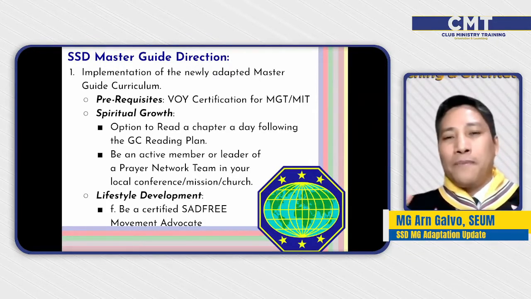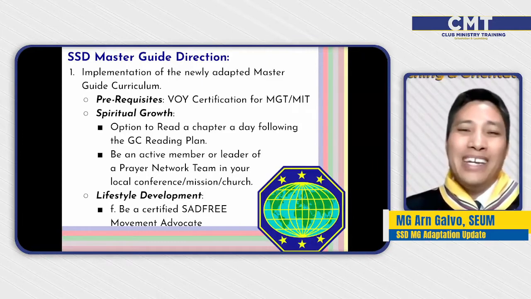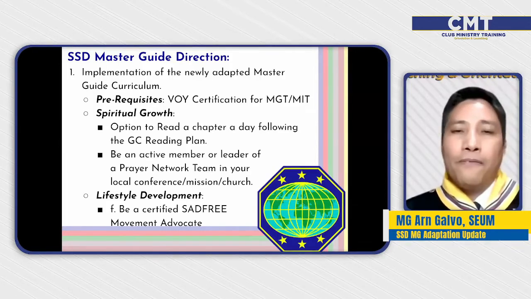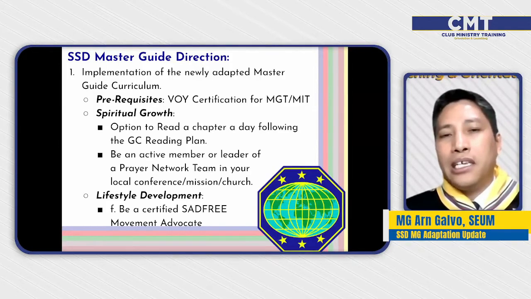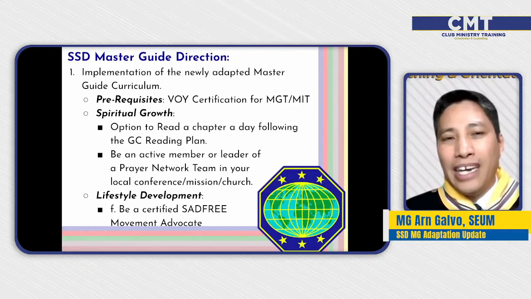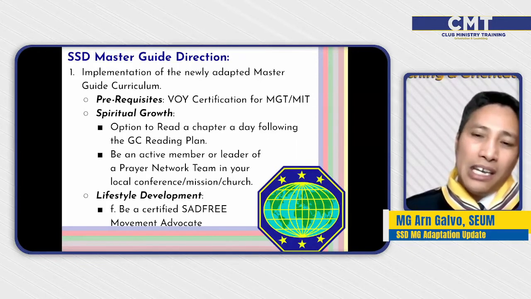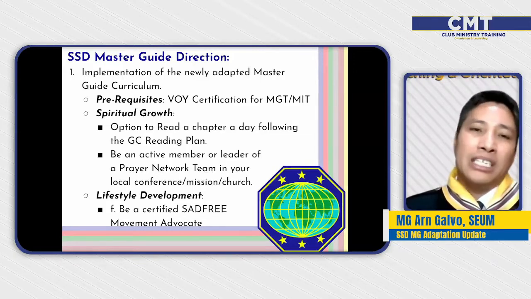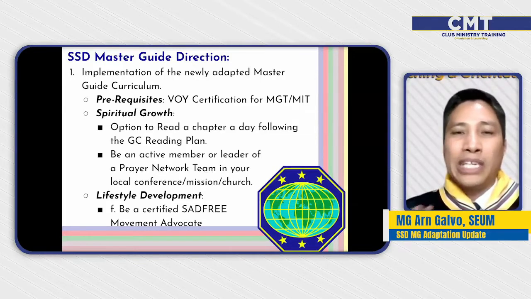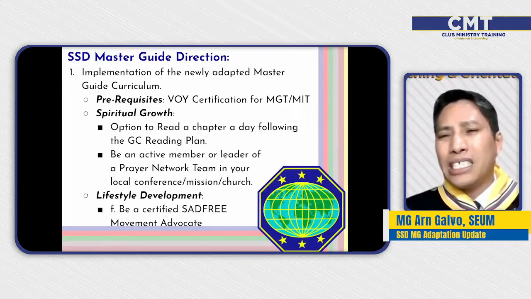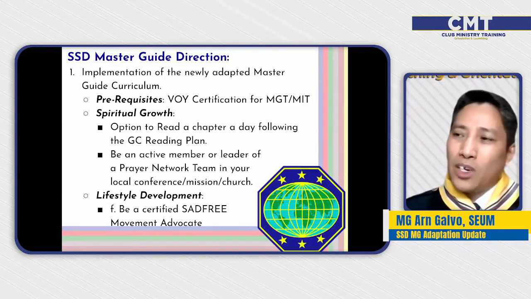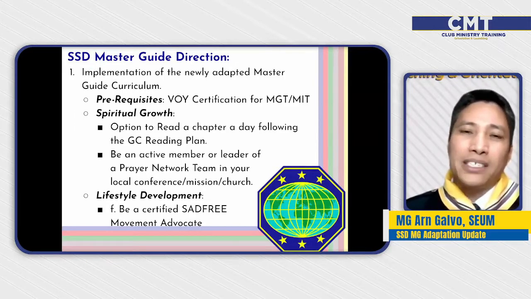So only very few, okay? Only very few were added, in line again with the 5 C's emphasis of our SSD youth ministry. Again, this is the summary. If you can take a screenshot, so you will know. The rest of the requirements are the same as the one from the GC that you can download. Now, you might be asking, how can we have the manual for this? Okay.